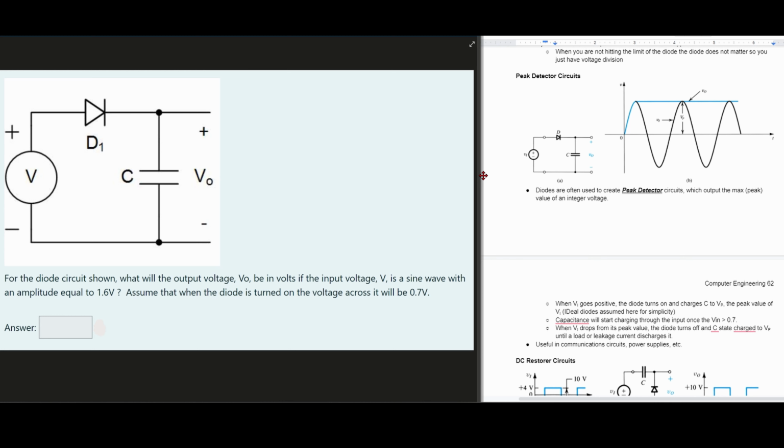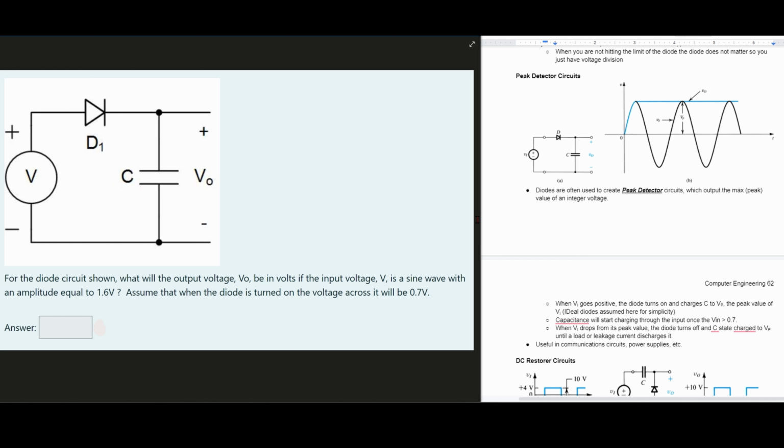So we're going to look at the notes linked below the like button, about pages 61 and 62. We have our peak detector circuit, and we're going to use this graph here. Diodes are often used to create peak detector circuits. This is very similar to what we have here. They output the maximum peak value of an input value.